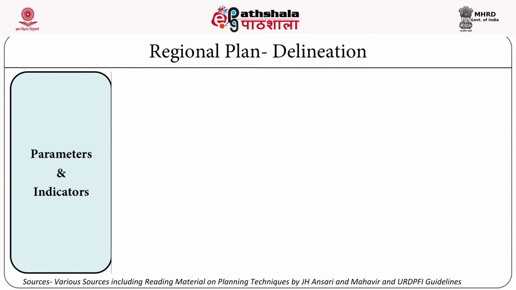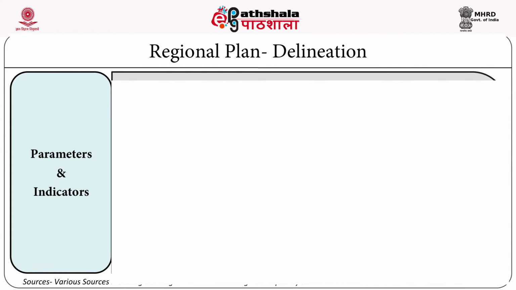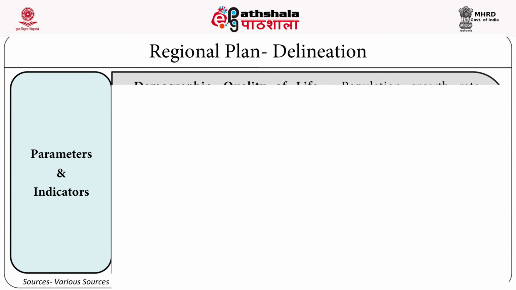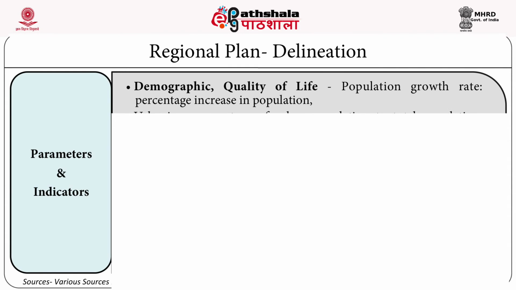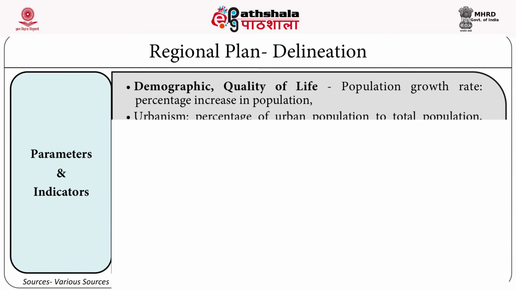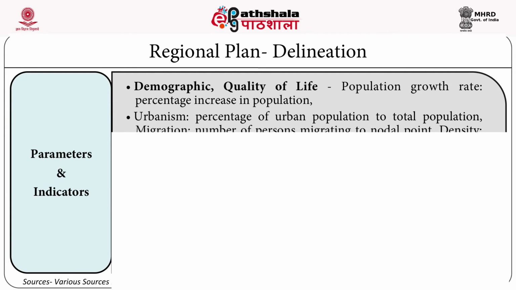Then we come to the demographic and the quality of life. Within the region we need to know about the population growth rate, because there can be many urban settlements of various sizes. There can be class 1 settlements, class 2 settlements, and also rural settlements of different hierarchy. So we first have to know the growth rate of these settlements and the percentage increase in the population of these settlements.